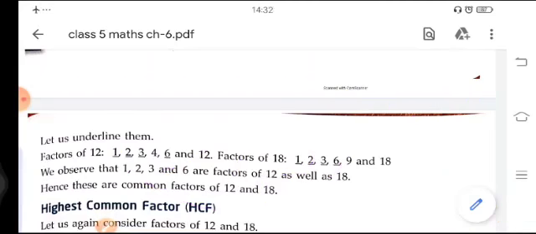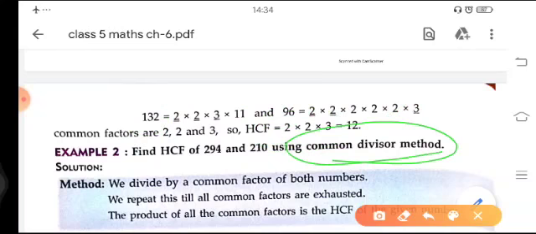Now our next step is to write the common factors: 2 into 2 into 3, because only these three are common in both the numbers. Now we will multiply these, 2 into 2 into 3. Then we get 12, and our HCF of 132 and 96 will be 12. So this is the method of finding the HCF by the prime factorization method.